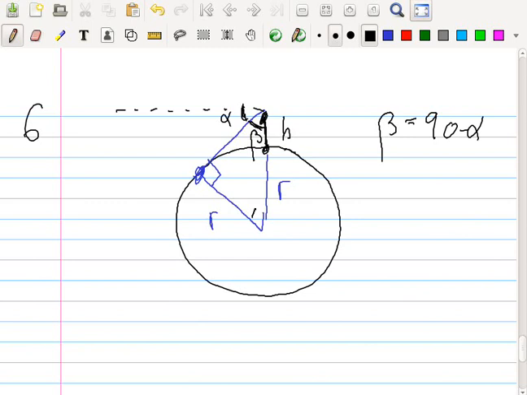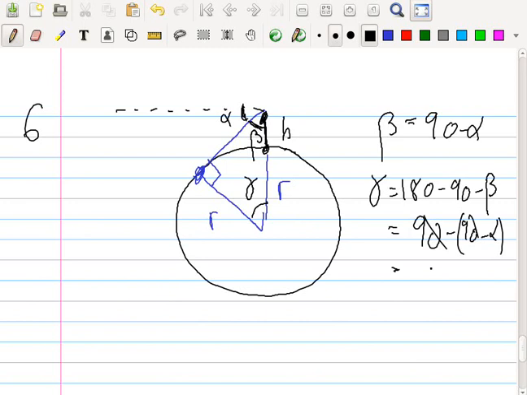Now, let's call this angle here gamma. How do I get gamma? It's 180 minus these two, yes? Okay, what's 180 minus 90? 90. And what's beta? 90 minus alpha. So they cancel and you get alpha. So this angle here is also alpha.